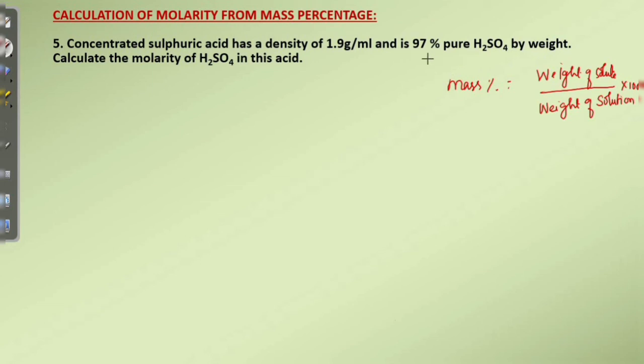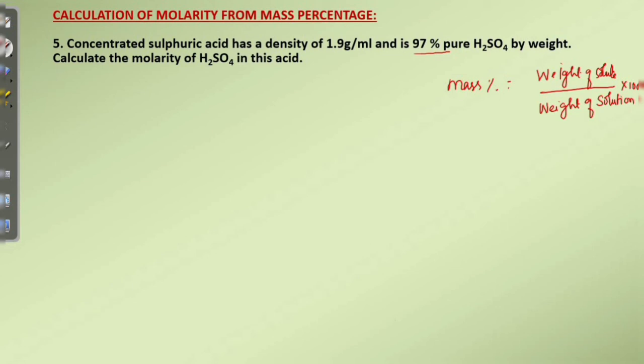Here we have the clue. See, 97% by weight means it is mass percentage. That is 97 grams of sulfuric acid is present in 100 grams of the solution. Understood, students? So, the weight of the solute is given, and the weight of the solution is 100. Okay, that is mass percentage. Weight by weight. So, you can directly substitute.